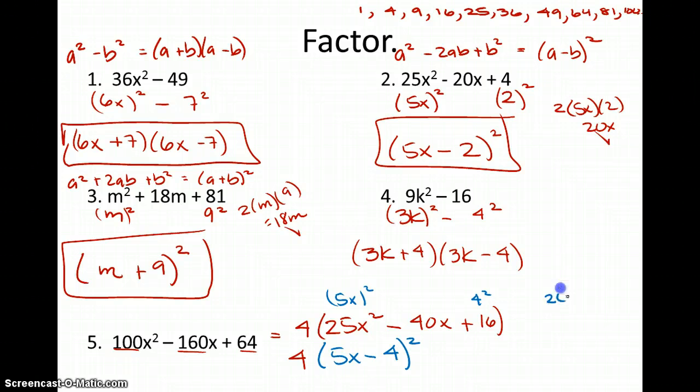You have 2 times 5x times 4. 2 times 5 is 10. 10 times 4 is 40x. Yes, it's minus, but I didn't count for that part. So minus and minus.